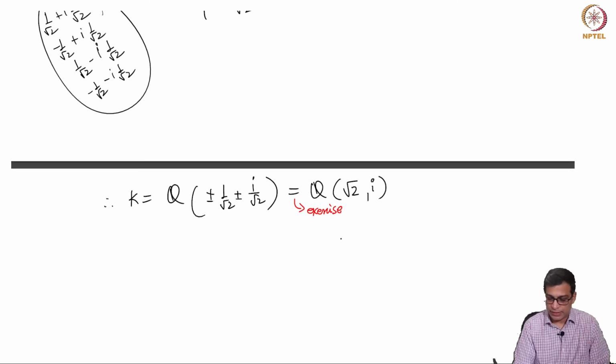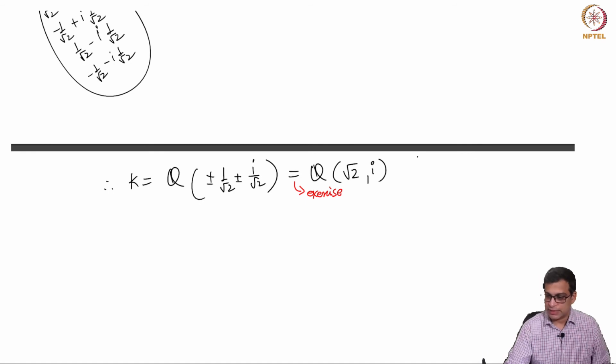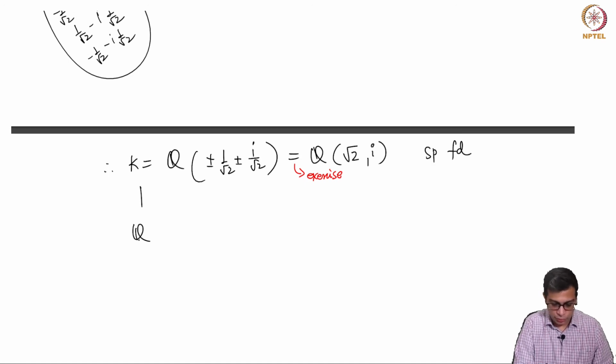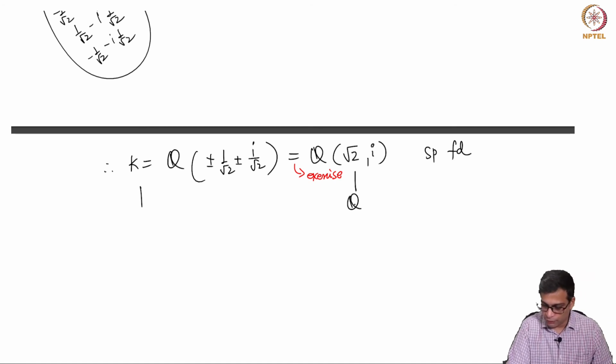So that means, what is the degree now? This is the splitting field. And what is the degree over Q? Of course, you can compute this by doing first Q(√2).